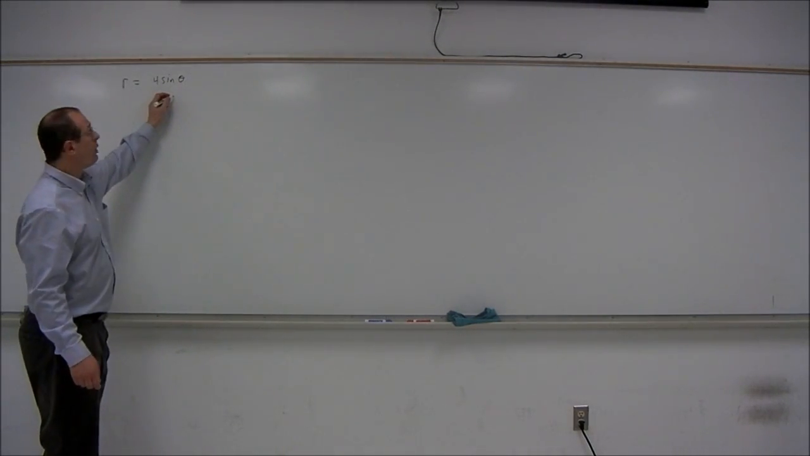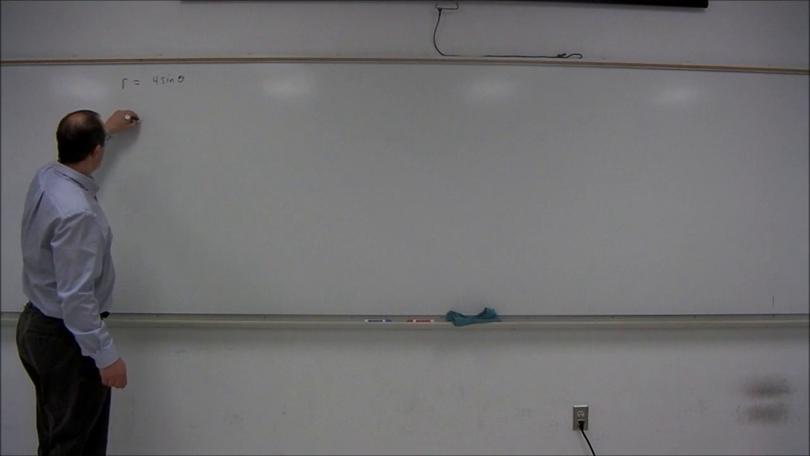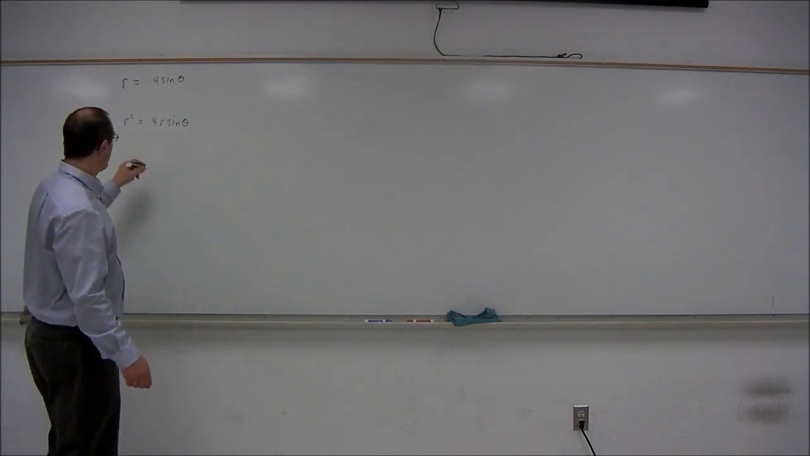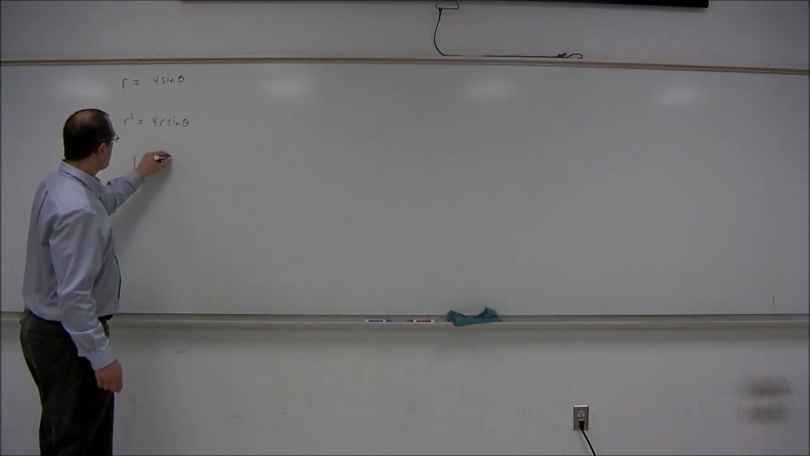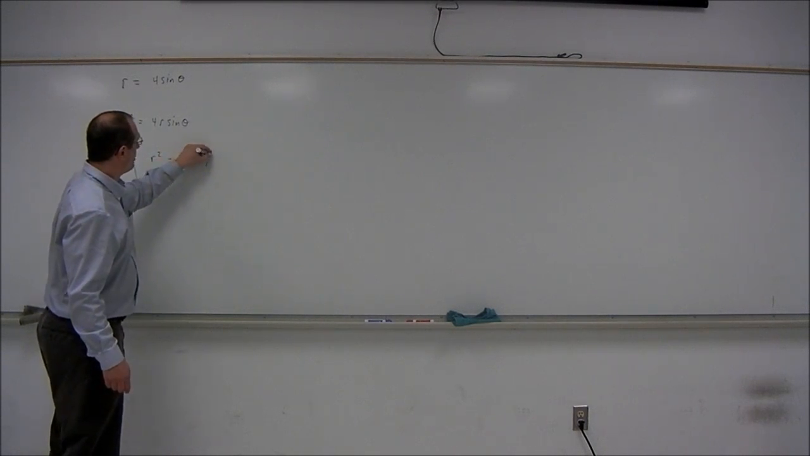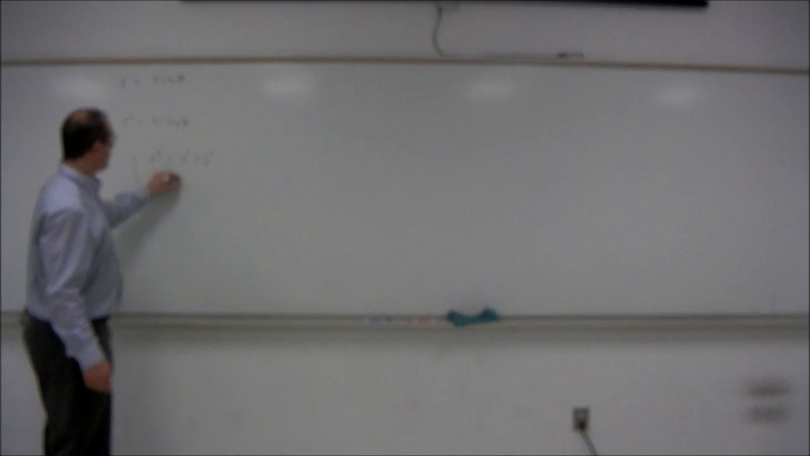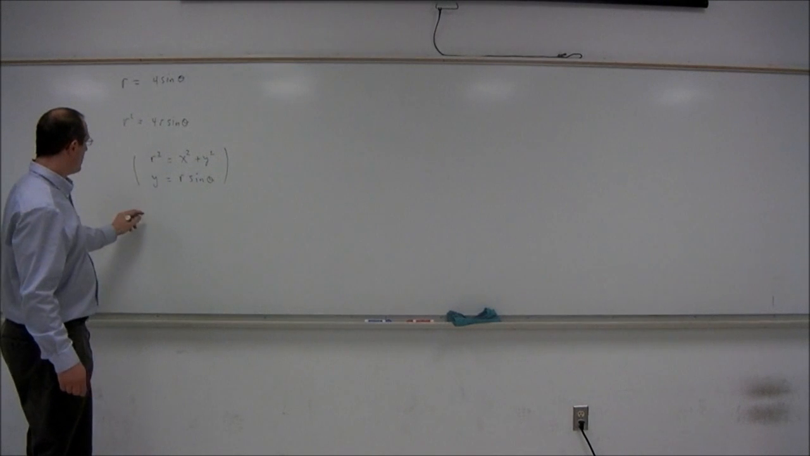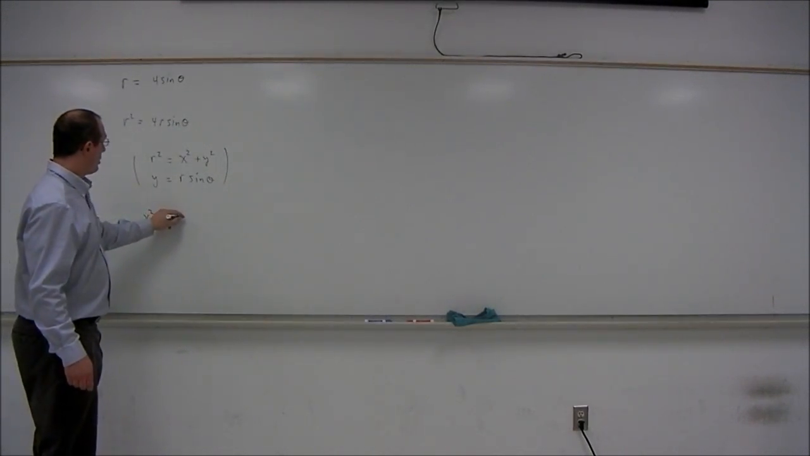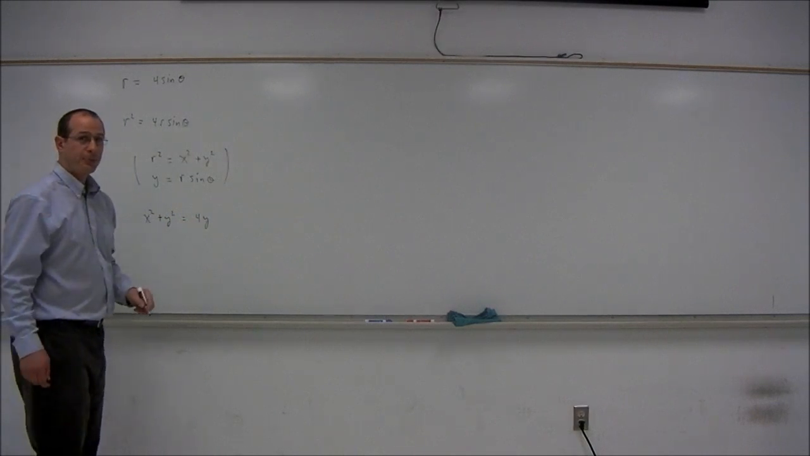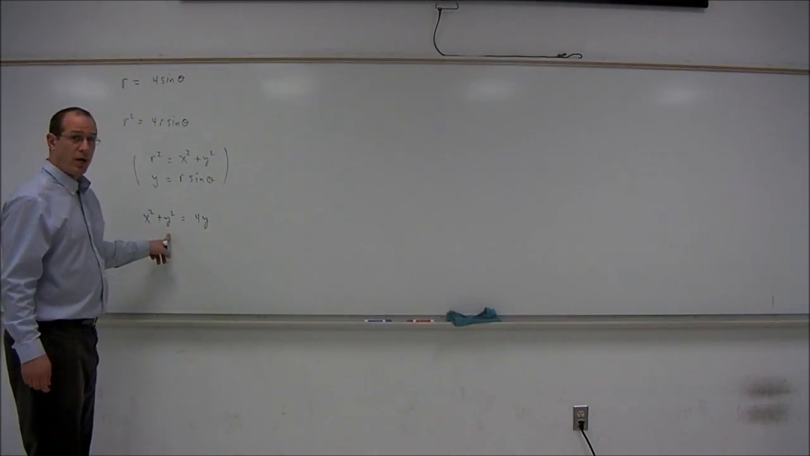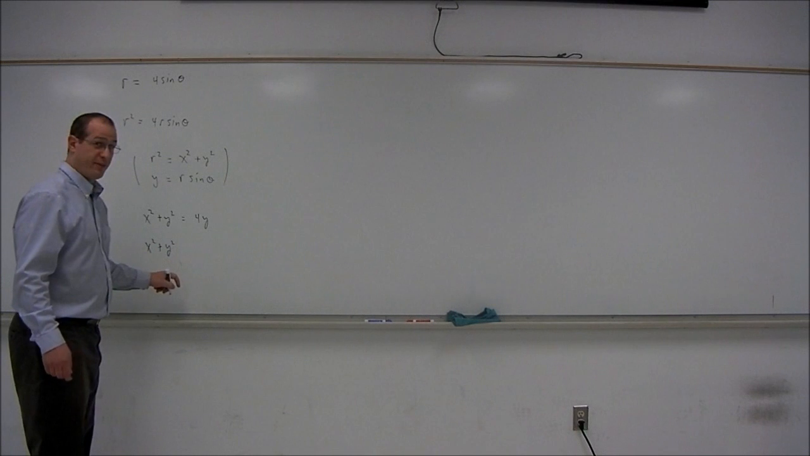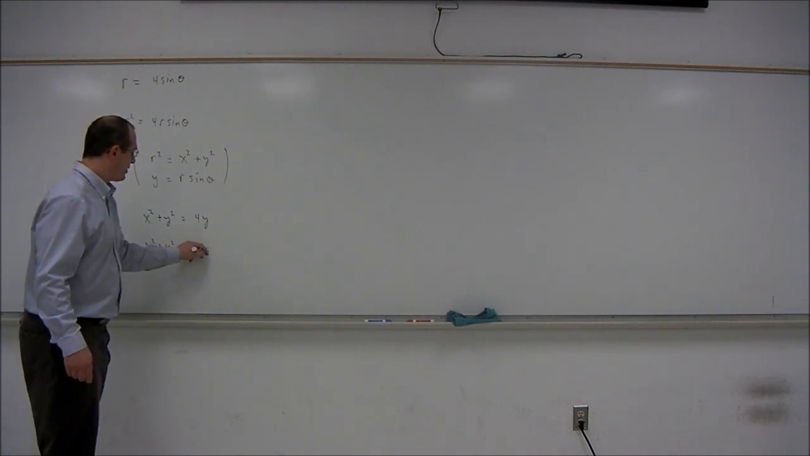If we multiply both sides of this equation by r, it becomes r squared equals 4r sine theta. And then using the conversion equations, r squared equals x squared plus y squared, and y equals r sine theta, we can transform this equation into x squared plus y squared is equal to 4y. Now subtracting 4y from both sides, x squared plus y squared plus negative 4y is equal to 0.